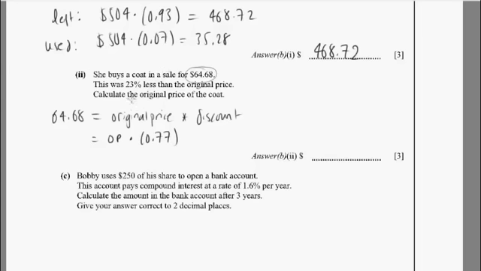Be very careful how you read discounts. 23% less than original price means that it's 77%. If it was 50%, then it'd be 0.5. If it was 80% less, then you would be taking 20% of the original price. Be very careful how you read this. Do not put 0.23 here. Remember, if it's less than the original price, that means it's less than 100%. So 23% less than 100% would be 0.77.